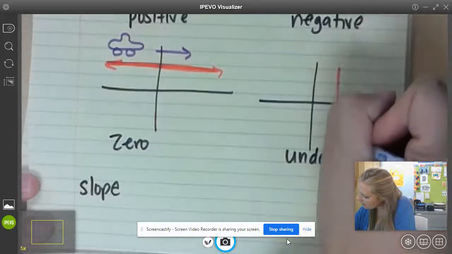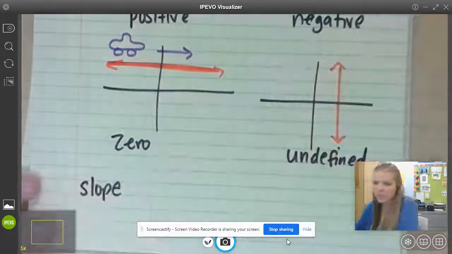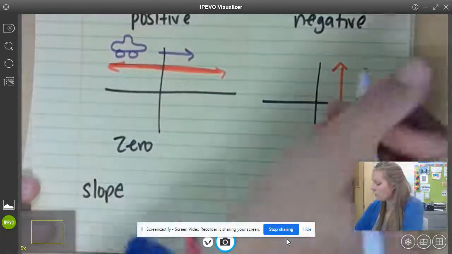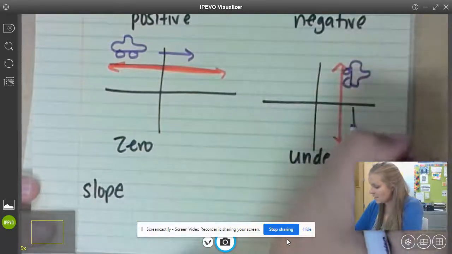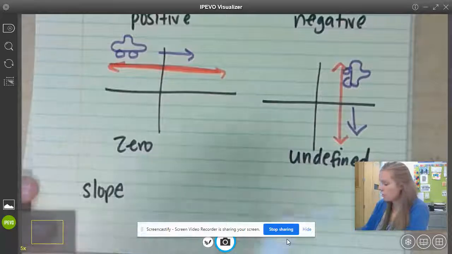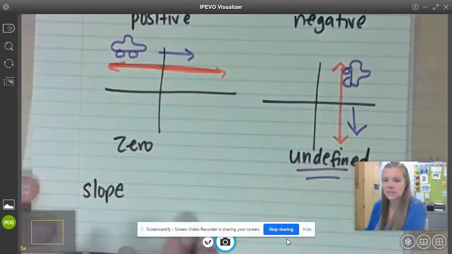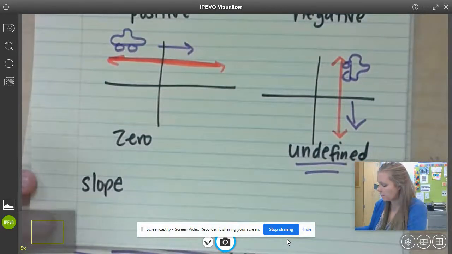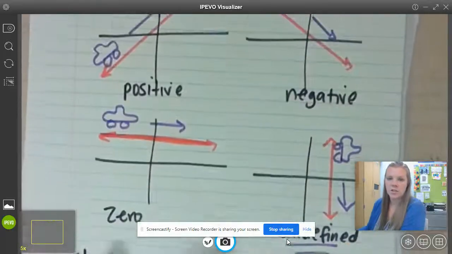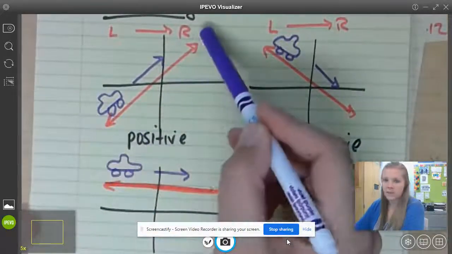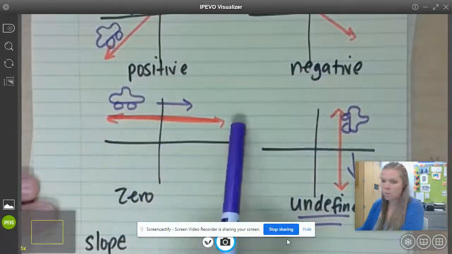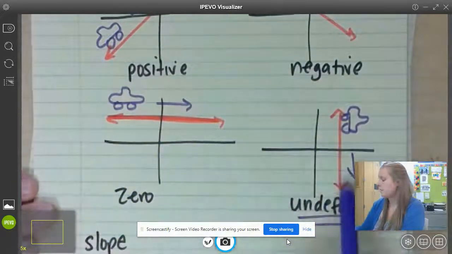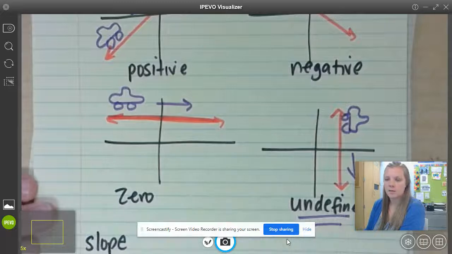And then an undefined slope is a vertical line. If my car drives on this, it is not good. Not good things happen, so that's an undefined slope when the car just would crash. Okay, so generally going from left to right, positive goes up, negative goes down. A slope of 0 is horizontal, and a vertical slope is undefined.